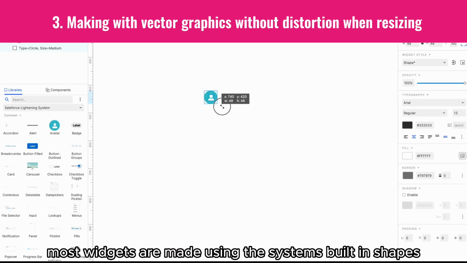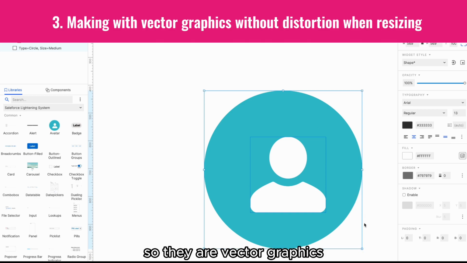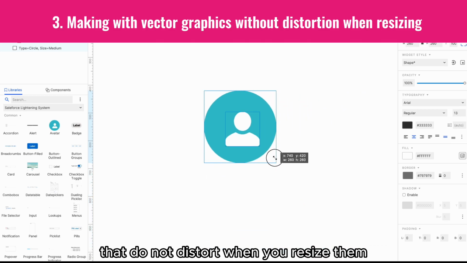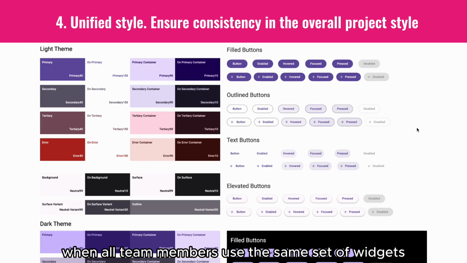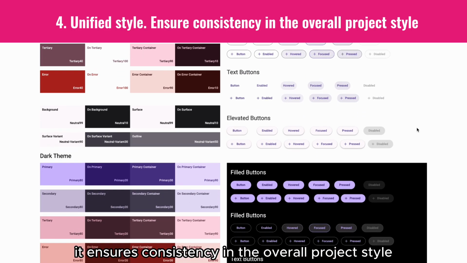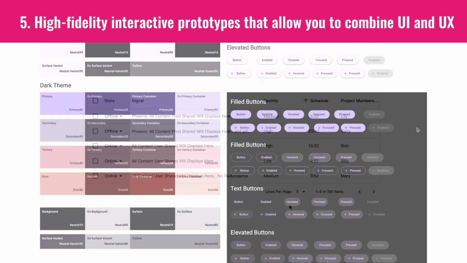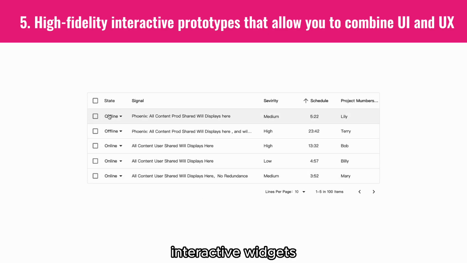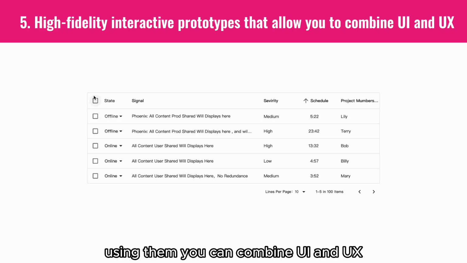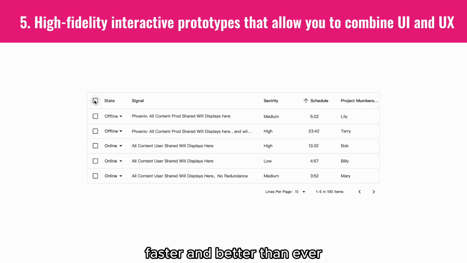Most widgets are made using the system's built-in shapes, so they are vector graphics that do not distort when you resize them. When all team members use the same set of widgets, it ensures consistency in the overall project style. All widgets are carefully crafted high-fidelity interactive widgets. Using them, you can combine UI and UX faster and better than ever.